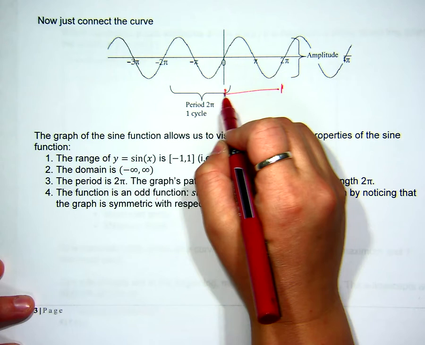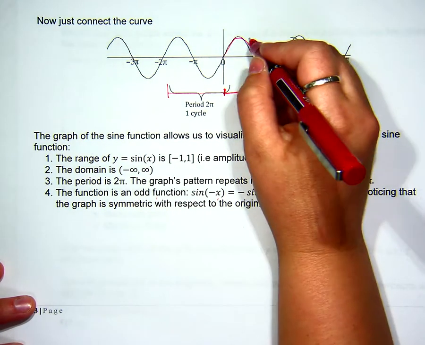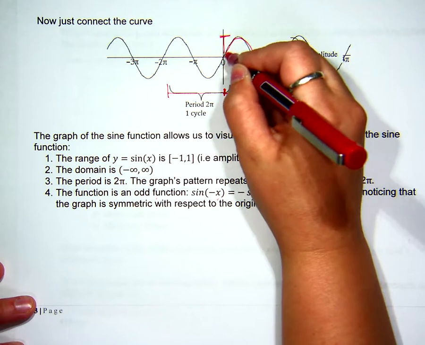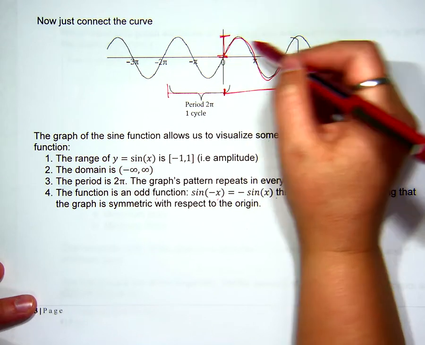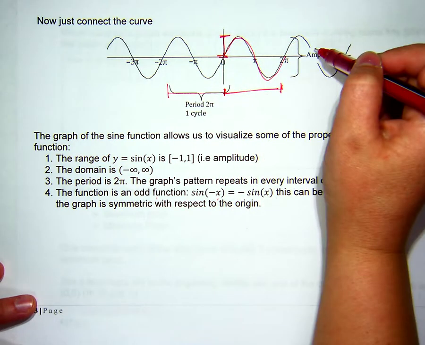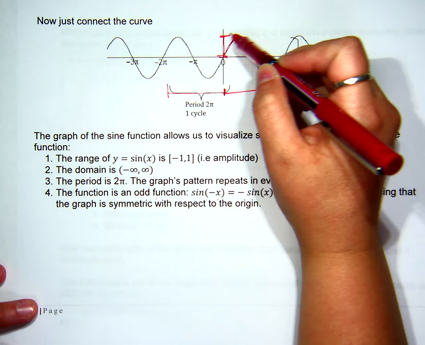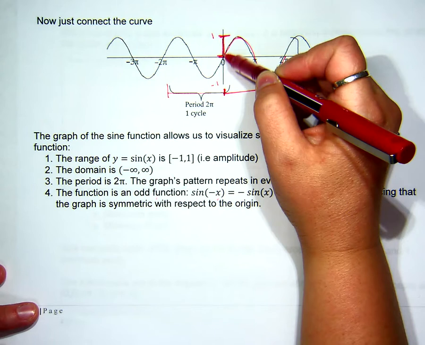The amplitude is from the height. It's basically the distance, the half of the distance between your max and min. My max is a height of 1, my min is a height of negative 1. So we have here from 0 to 1 is distance 1, therefore this is my amplitude.